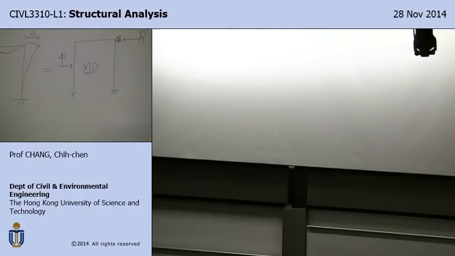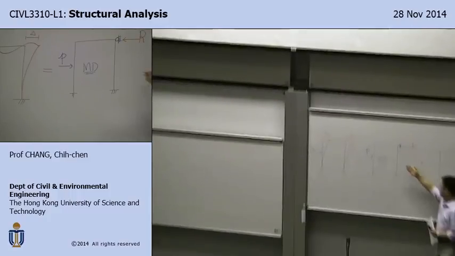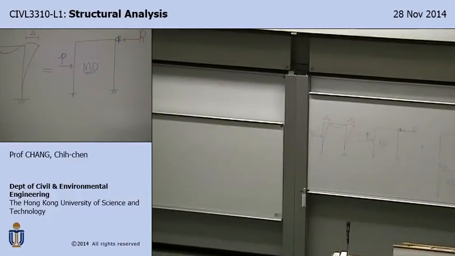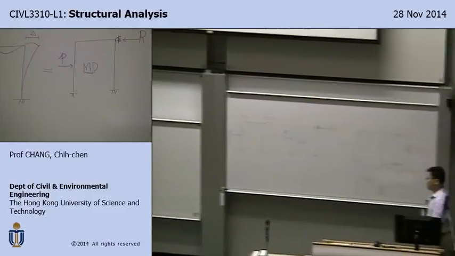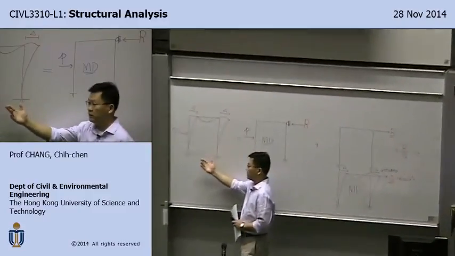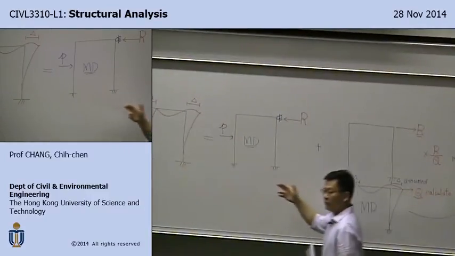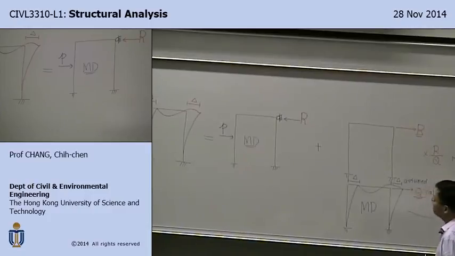You take everything here, multiply by R over Q. Then you have this case. And this case superimposed with that case, then you have the solution. All right, so as a result, if you want to use the moment distributions to calculate this kind of problems, it will involve two separate moment distribution calculations.